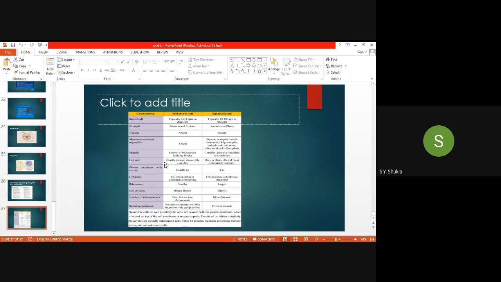Okay. Then the cell wall of the eukaryotes is only present in plants and fungi, and it is totally absent in animal cells. Remember in mind that the plant cell wall is made up of cellulose, and the cell wall of the fungi is made up of chitin material. That is the cell wall of the fungi.